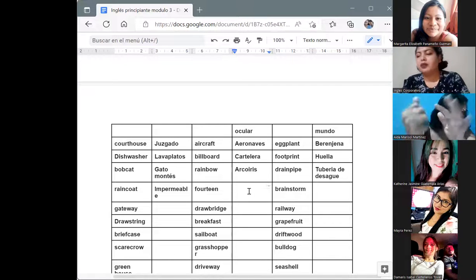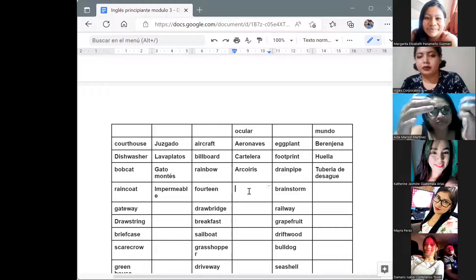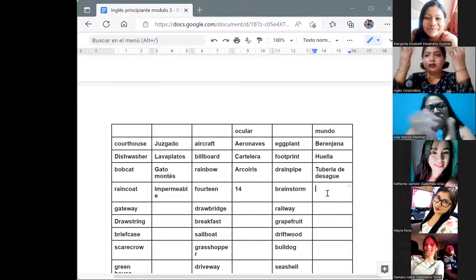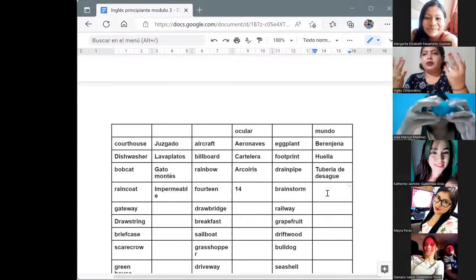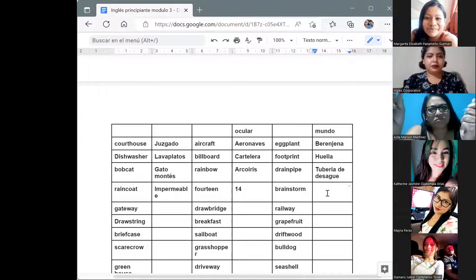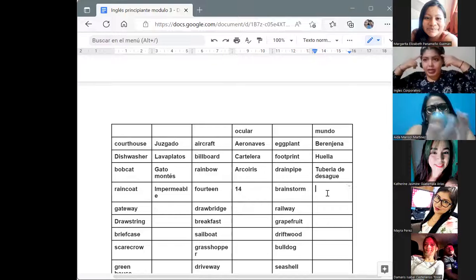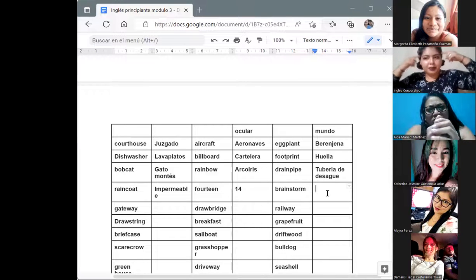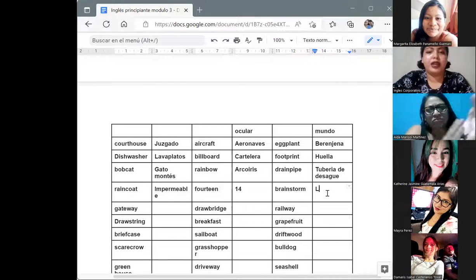14. This is a number. Brainstorm. Rainstorm. Brain es cerebro. Yes. Tormenta. Ah, bueno, idea genial. Lluvia de... Buena idea. Ideas. Lluvia de ideas.